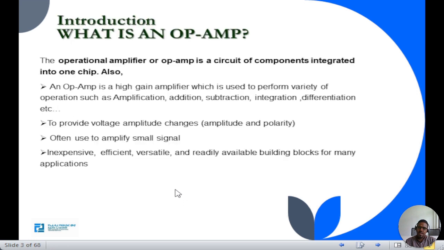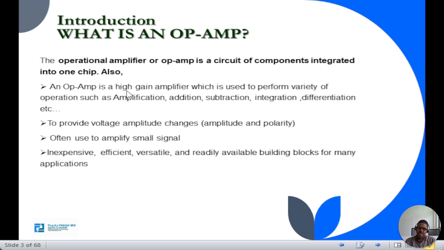Now let's start. What is an op-amp? The operational amplifier or op-amp is a circuit of components integrated into one chip. So that means in a single chip, that is the integration of different components like transistors, resistors and capacitors.